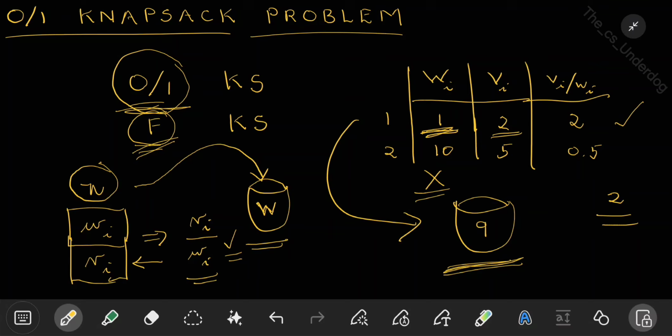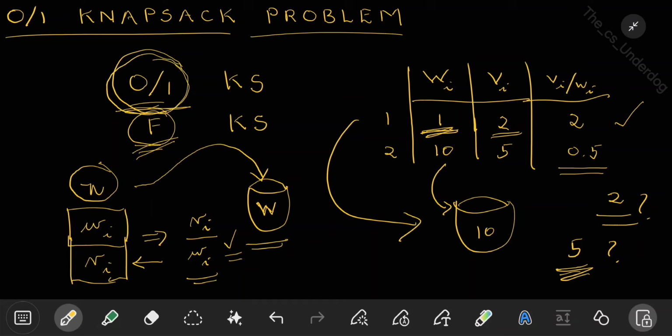But instead of the greedy algorithm, if you had applied a bit more logic, what would you have done? Instead of this item, you would have chosen the second item, which has a weight of 10 and value of 5. Even though the profit by weight ratio is lesser here, you can insert the complete item of weight 10 if you are not picking the first one. Then at the end of the day, your total profit will be 5. Which is larger, 5 or 2? 5 is larger. That is, if you don't use greedy, then in 0, 1 knapsack, you have a benefit.